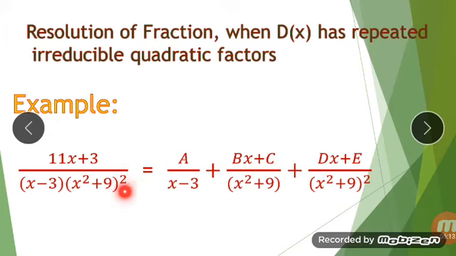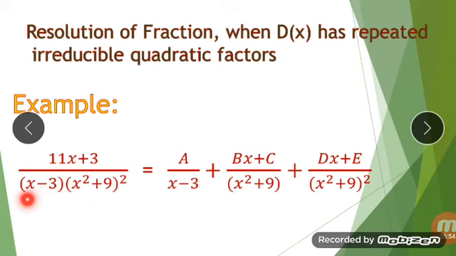Moreover, it will be repeated. As you can see here, x square, it is quadratic as x is raised to the power 2. Moreover, it is repeated because here we can see a whole square, and it will be irreducible, meaning it cannot be factorized because x square plus 9, we cannot apply any formula here. If it were minus, we could apply the formula of a square minus b square, but here it is plus, so therefore it cannot be reduced into linear form. So it has repeated irreducible quadratic factors.